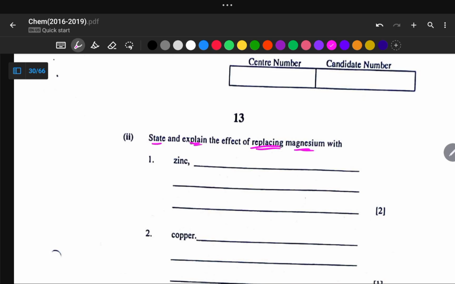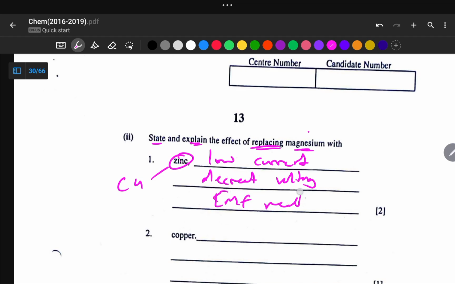Magnesium is more reactive than zinc. So if you replace magnesium with zinc, we are lowering the current being produced. The cell is going to produce low current and decreased voltage. Why? Because zinc is less reactive compared to magnesium. Are you together? The difference between zinc and copper in the reactivity series is very small, so the electromotive force, the EMF, is going to be reduced.